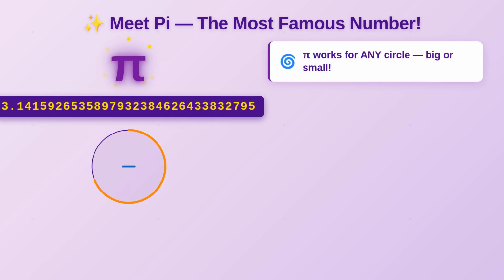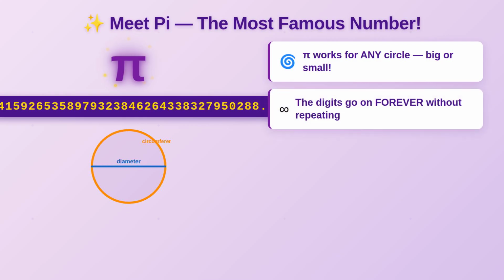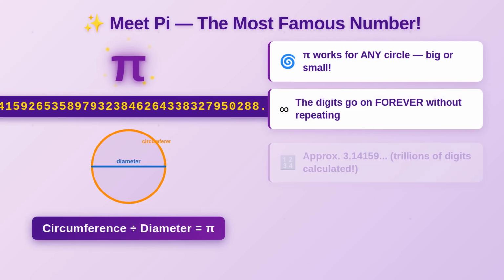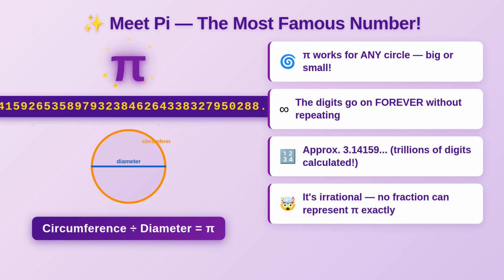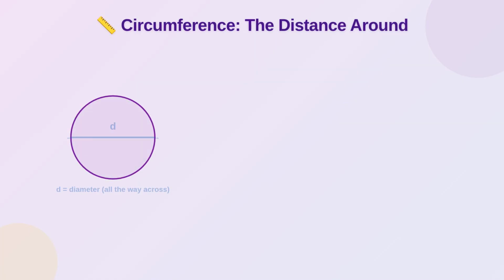Meet pi, written as the Greek letter pi. Pi is the relationship between a circle's circumference, that's the distance all the way around the edge, and its diameter. And here's the wild part. No matter how big or small the circle, if you divide the circumference by the diameter, you always get the same number, approximately 3.14159, and it goes on forever without repeating. Forever! Mathematicians have calculated trillions of digits of pi, and it never settles into a pattern. Maya's mind, blown. And honestly, same.